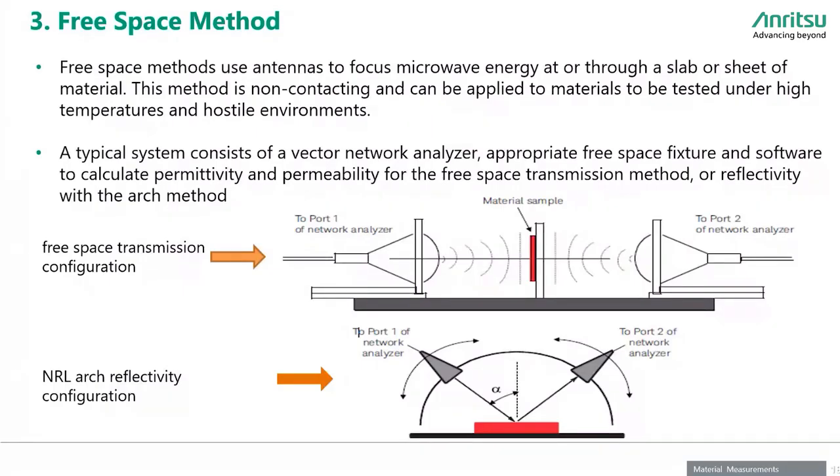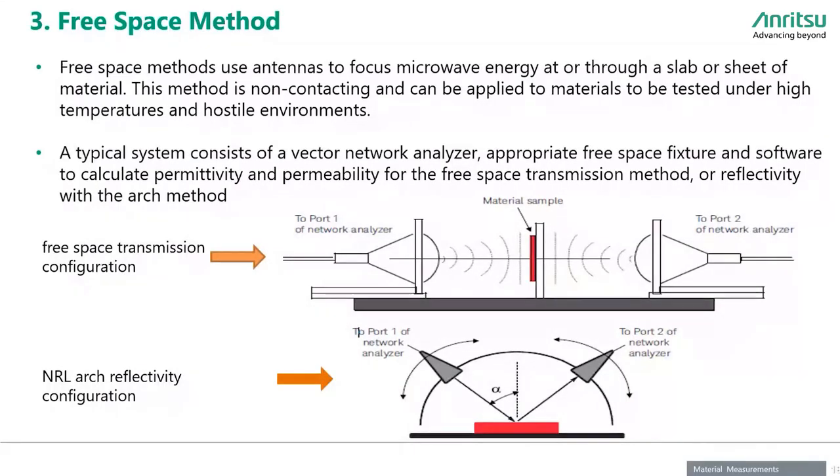One is beyond the axis, as you can see, the material, the port 1, port 2 focus antennas are focusing on one axis only. However, there are applications where we use NRL arc reflector, in which we bombard the RF energy at an angle to the material, and the reflection is captured at the other port of the VNA using again the focus antenna.